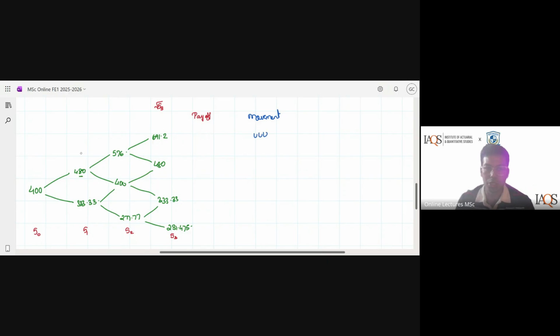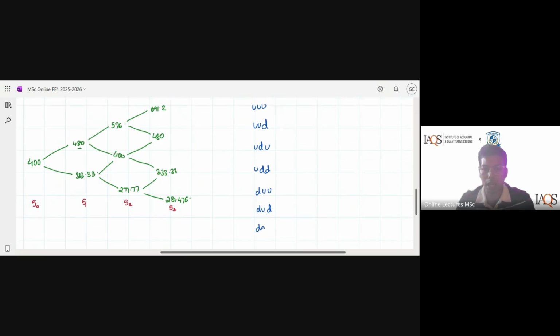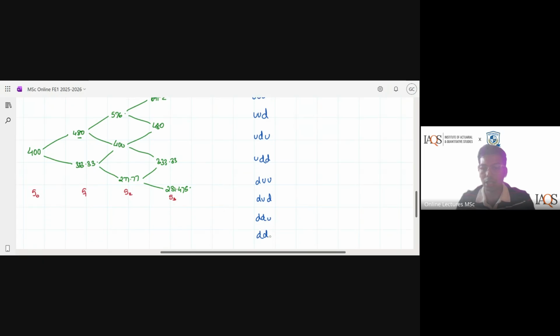All up moves, which is up, up, up. I'll have up, up, down. Similarly, I'll have U, D, U. What else do I have? U, D, D. I'll have D, U, U. I'll have D, U, D. Anything else? All D, D, D also. I'll have D, D, U and I'll have D, D, D.